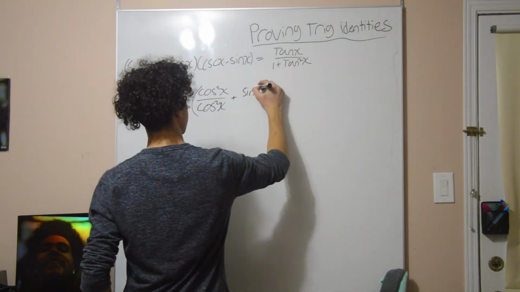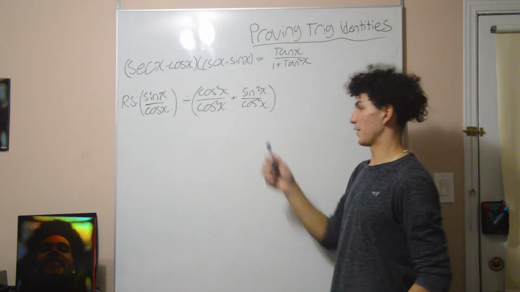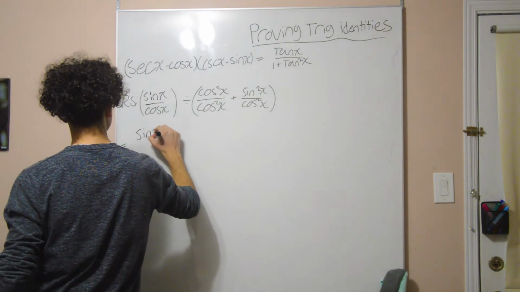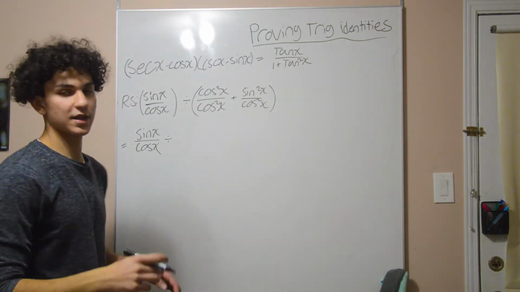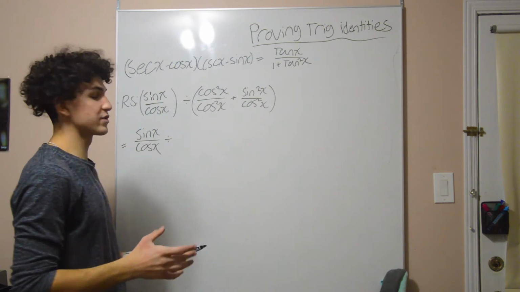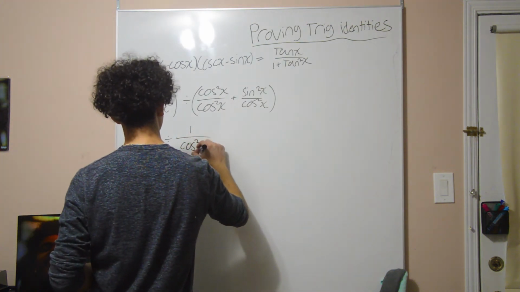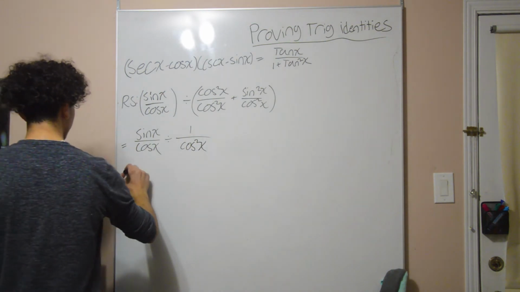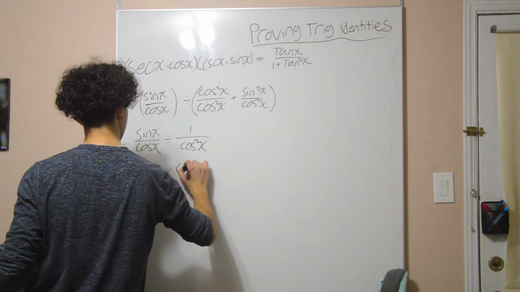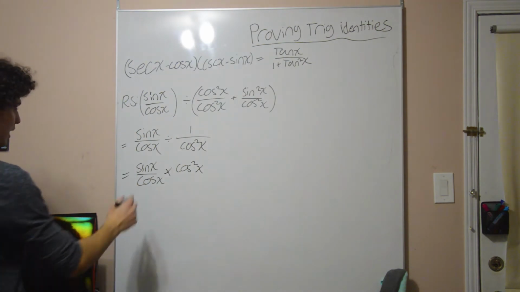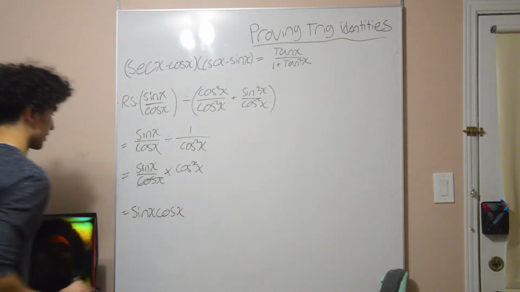Plus, just like that. So now that we have this, let's add that. So this equals sine x over cos x divided by, this becomes cos squared x plus sine squared x, as we know, is equal to 1, over cos squared x, just like that. And we have a division, so let's flip. So this now becomes sine x over cos x times cos squared x, and we can simplify this, so this just becomes sine x cos x, just like that.